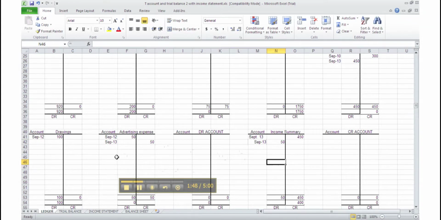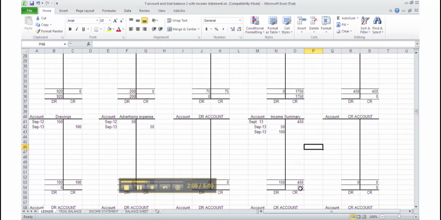Now the next step is to close drawings. Drawings has a debit balance usually, and so therefore we need to credit it to make it a 0 balance. And if we've credited it, we need to debit income summary. Now income summary has a balance of $300.